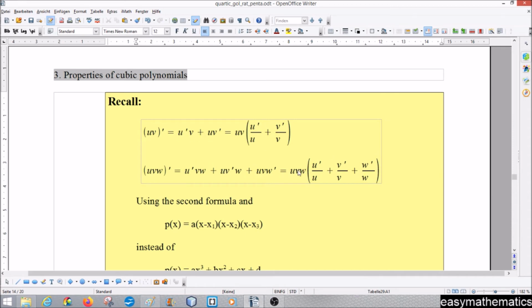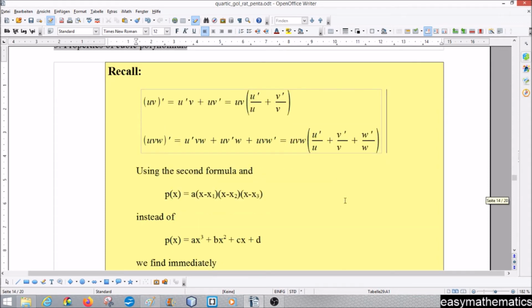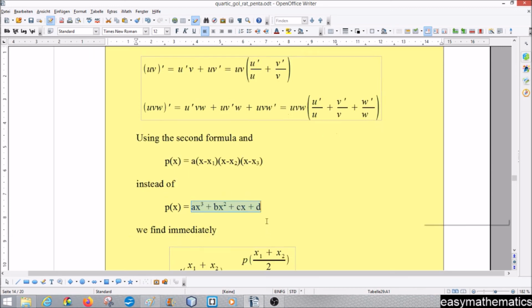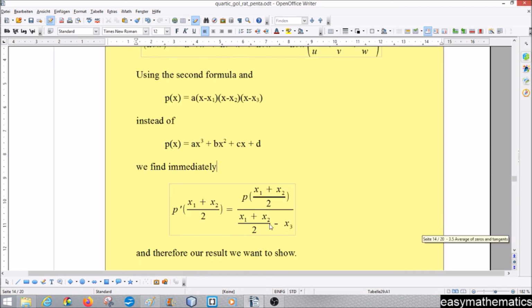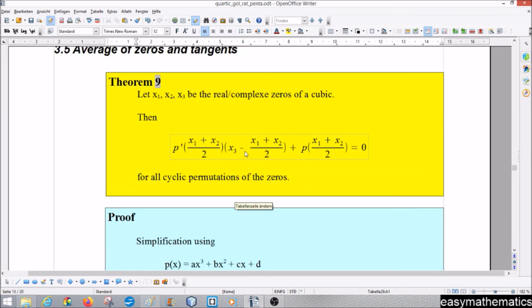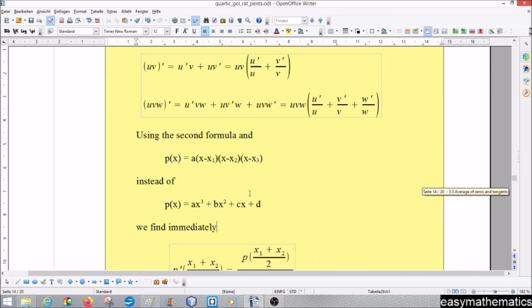So what is more useful here? Here is more useful if we take the form p of x is a times (x minus x1) times (x minus x2) times (x minus x3) instead of this form. We find immediately this result. We try to calculate the derivative, and at that point we get immediately this form, and now we multiply by the denominator and move things around. We get immediately to this result. Okay, and this is in my opinion a very elegant way.